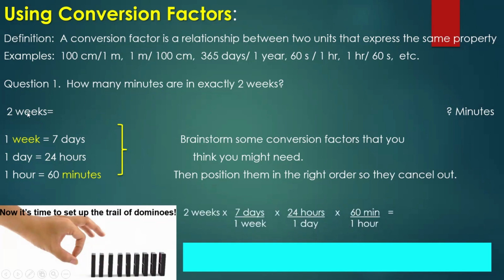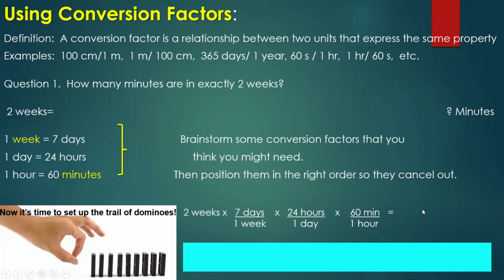Okay, so we've got 2 weeks. Now, since we have weeks up here and we do not have weeks over here, we have to get rid of the weeks. So I put week on the bottom, and 1 week is equal to 7 days. So I put that on the top. Okay, now we have days here and we need to get rid of days. So I put day on the bottom. 1 day is equal to 24 hours. Okay, now we've got to get rid of hours. So I put hours over here. 1 hour is equal to 60 minutes, and minutes is what we want, so we can stop.